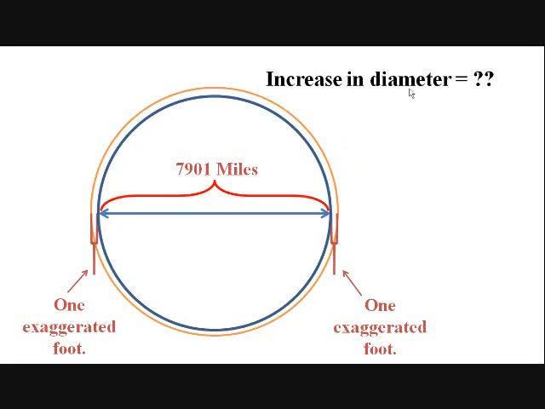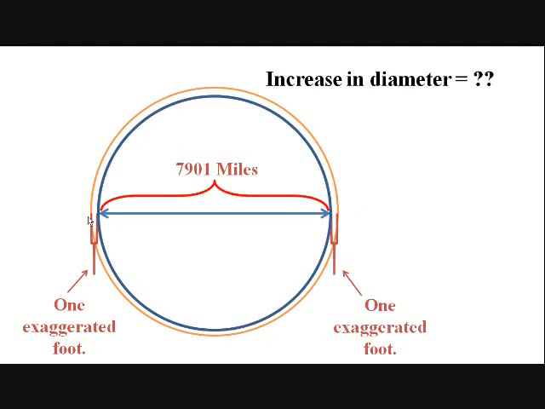So the first sub-question I have for you is: what is the increase in diameter when we compare this equator, which would represent the snug belt that's just hugging the Earth, versus this new larger belt? How much has the diameter increased from the snug belt to the enlarged belt? So pause and ponder on that for a while.